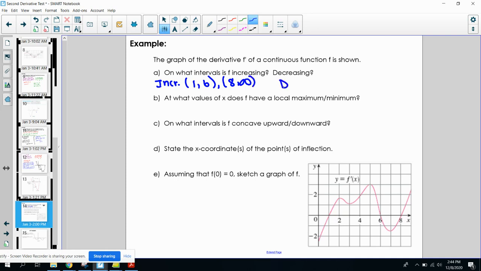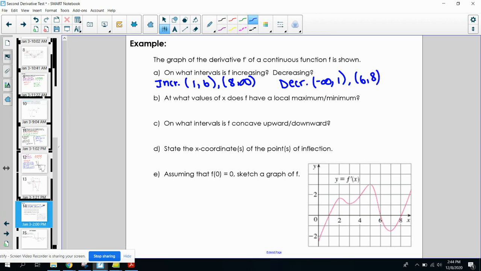And then it's decreasing where the derivative graph has to be below the x-axis. So that's happening from negative infinity up to 1. And then it's below again from 6 to 8. Oops, that looks like an infinity. I drew that sideways. My bad. 6 to 8. Okay, so those are our increasing and decreasing intervals.